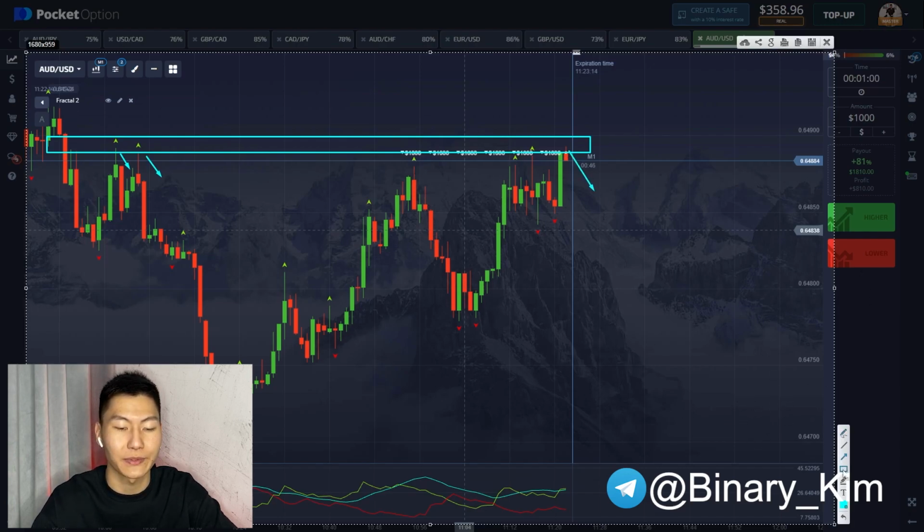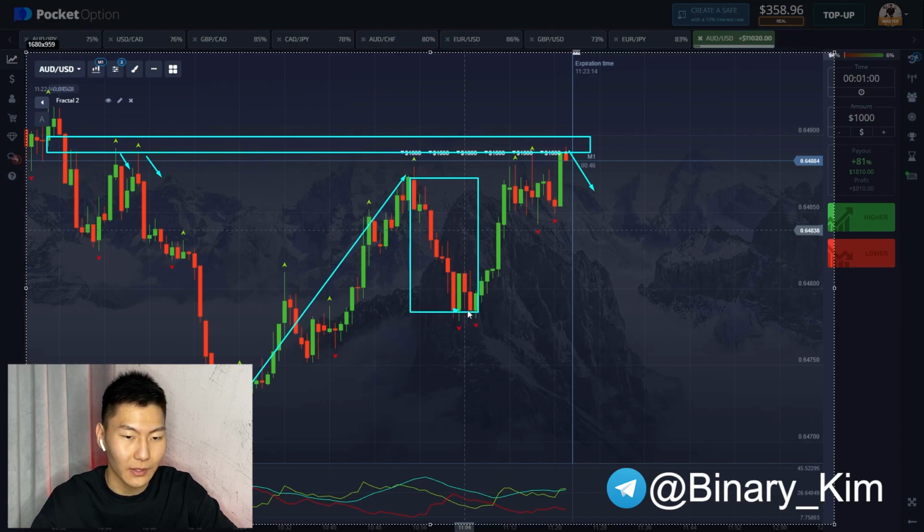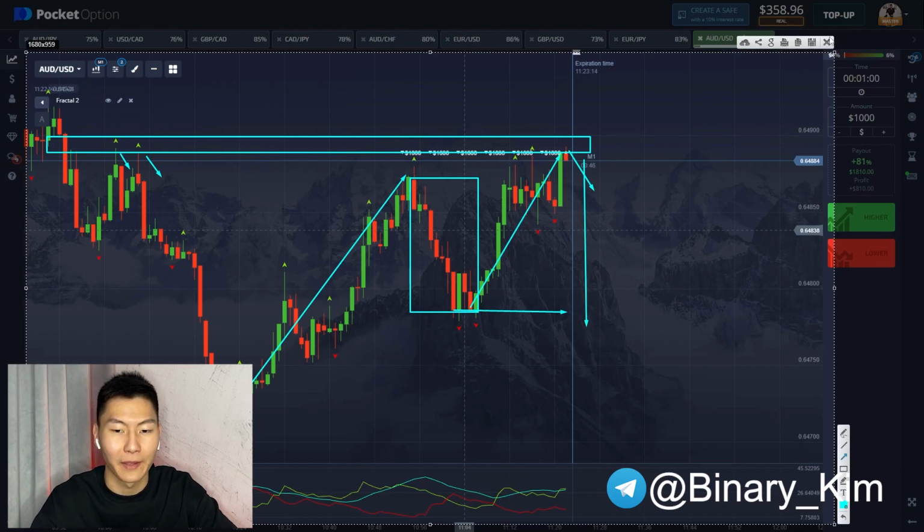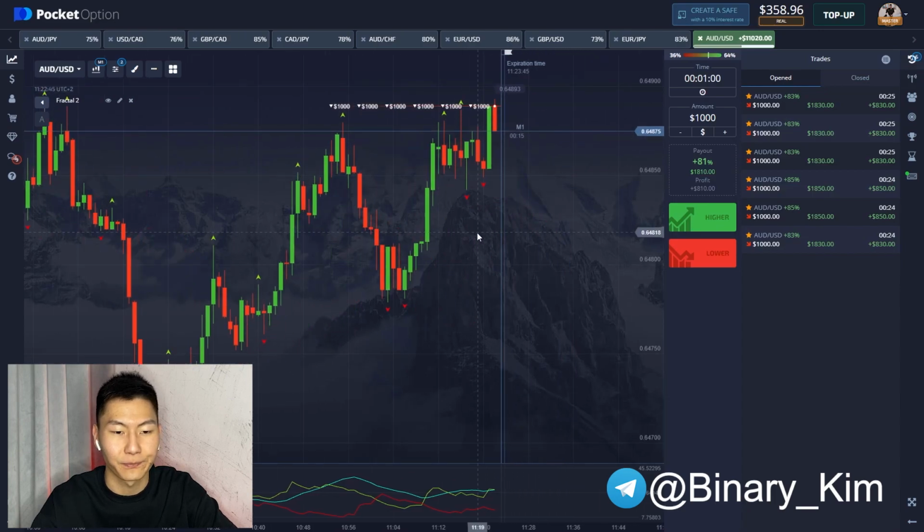Previously there was a correction here that followed after the upward dynamics. Here we also observe the upward dynamics, and like in the previous case, the correction is due here. That's why we open the short position, guys. We play out the correction while having the upward dynamics.